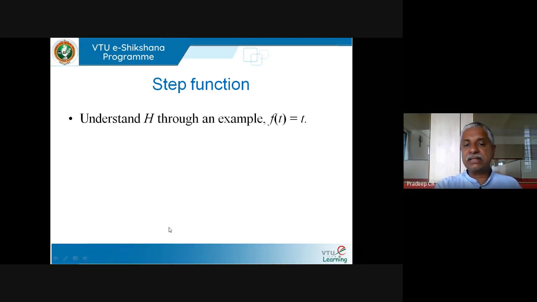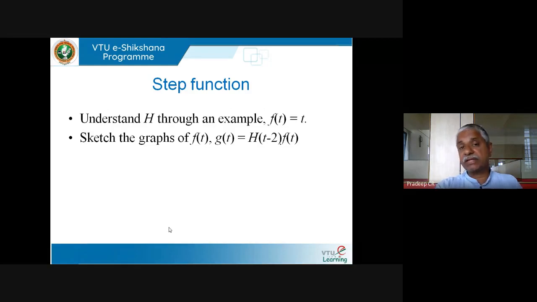So let's understand h through an example. We saw the graph of h, but let's see what use it is and how it manipulates functions. Let us check that out by looking at an example of f(t) equal to t. We'll sketch graphs of f(t). We'll sketch the graph of g(t), which is h(t minus 2) into f(t). Remember, in my first class, I told you we have learned how to play around with functions. That means give me two functions, I know how to add, subtract, multiply, all these things. Here I'm giving you two functions.